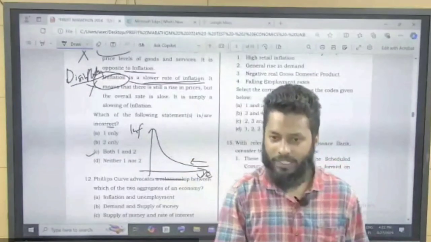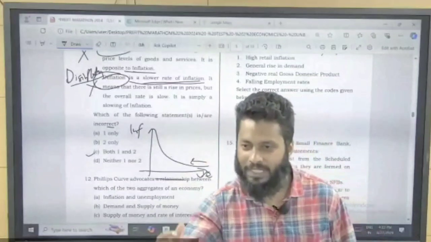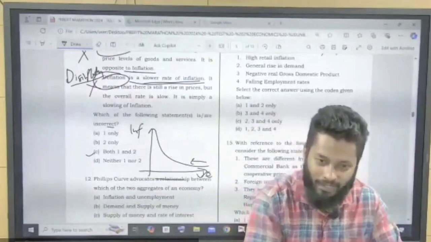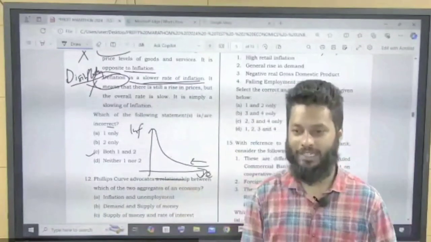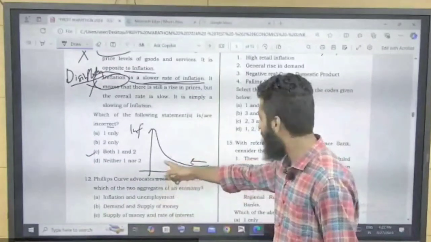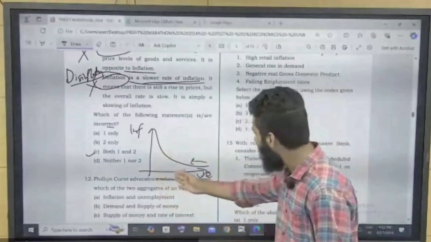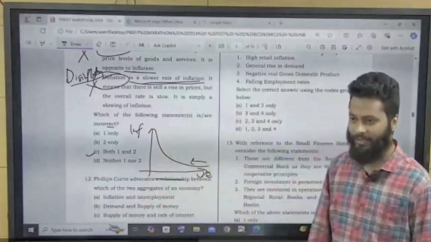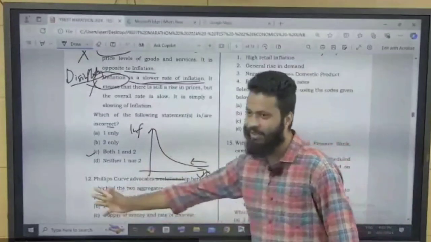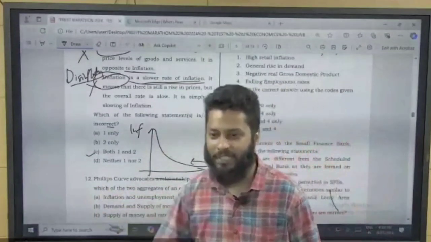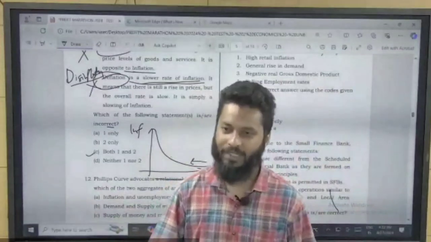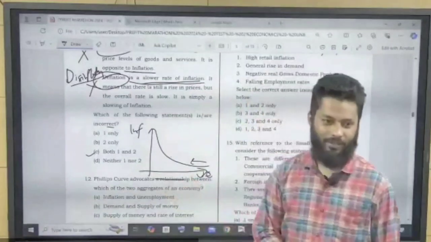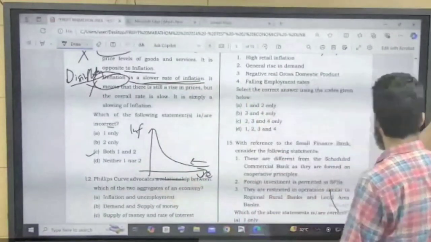Right? Understood? What is happening when unemployment is increasing? Purchasing power of the people decreasing, demand decreasing, hence inflation is decreasing. Moving away from origin, unemployment is increasing, inflation is decreasing. Moving towards origin, unemployment is decreasing, purchasing power of people increasing, demand increasing, inflation increasing. Phillips curve. Understood? Okay. So we will move to the next question.